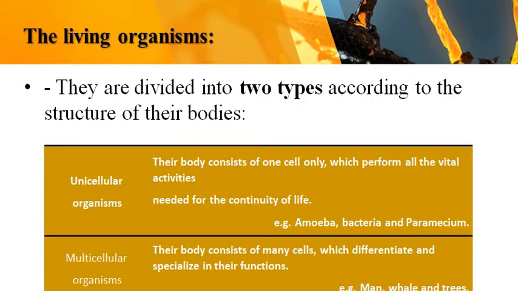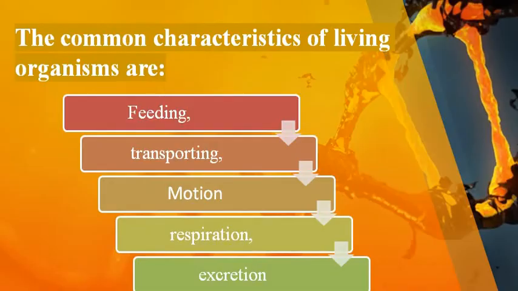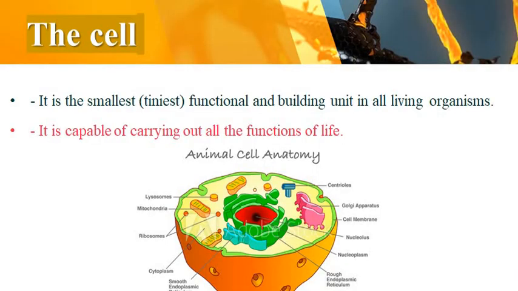And all of the cells, of course, do all the vital processes for the living organism. We said before that we have common characteristics of living organisms, which are nutrition or feeding, transportation or motion, respiration, excretion, sensation. All of that are common characteristics that differentiate between living and non-living organisms. Okay, today we're talking about the cell. What is meant by cell? It is the tiniest or smallest building unit of the body that does all vital activities.